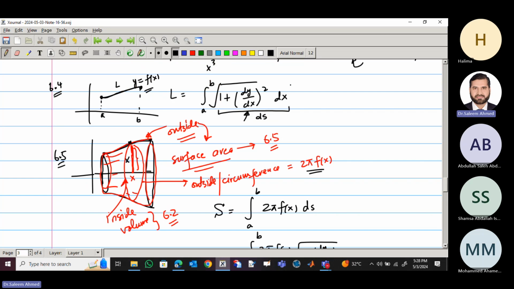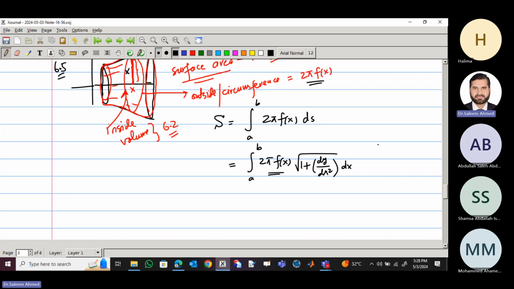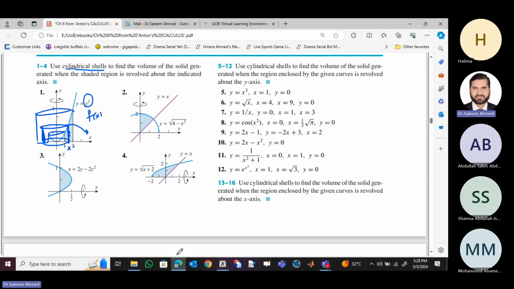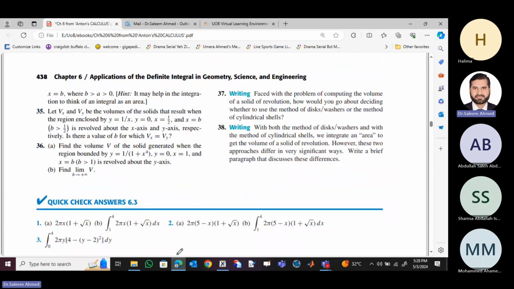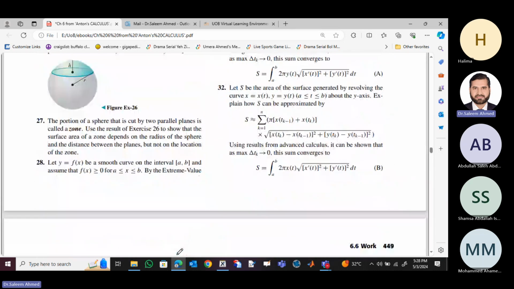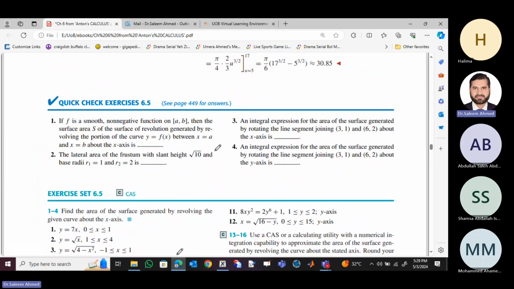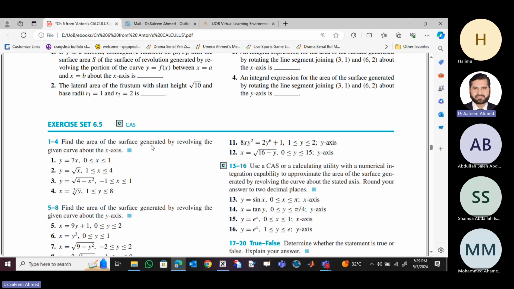So see, if I ask you this or this, you can use the formula accordingly. Both formulas will be given in the question paper. You can accordingly find the volume or surface area. So let's see if I do a problem on surface area here. Find the area of the surface generated by revolving about the x-axis.